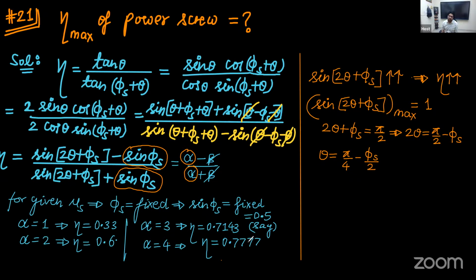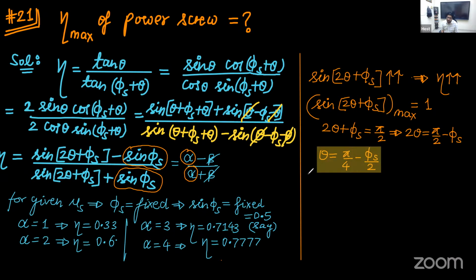If you want a power screw to give maximum efficiency, my dear friends, keep the lead angle of that power screw as pi by 4 minus phi s upon 2. Keep the lead angle of the power screw this much. Understand this very carefully.